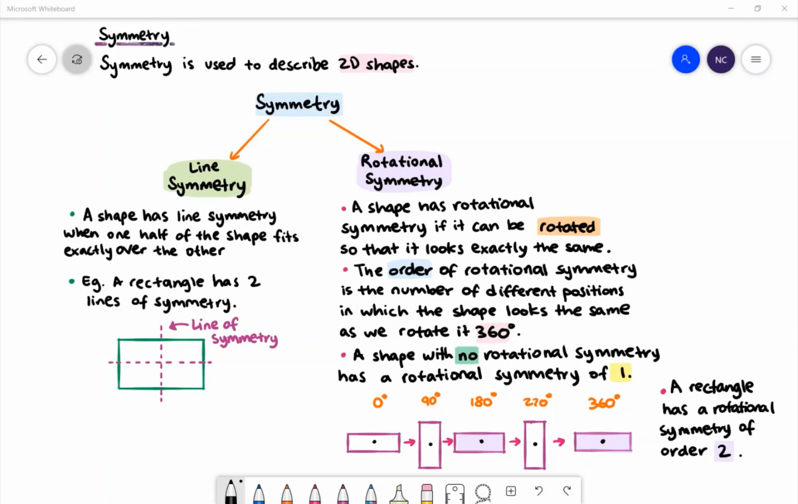A shape has line symmetry when one half of the shape fits exactly over the other. For example, a rectangle has two lines of symmetry.